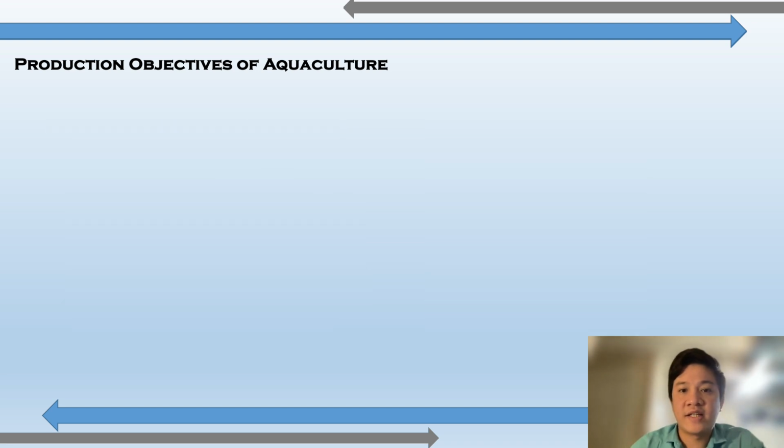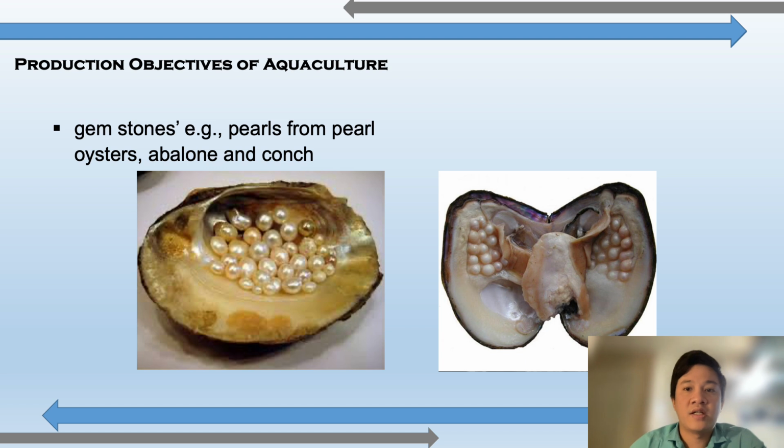Another production objective is the production of gemstones. So aquaculture products are not only for industrial and pharmaceutical purposes, but also scope the production of gemstones. For example, is the culture of pearl oyster, which through a detailed rearing process will generate cultured freshwater pearls that are commercially important in the jewelry industry.